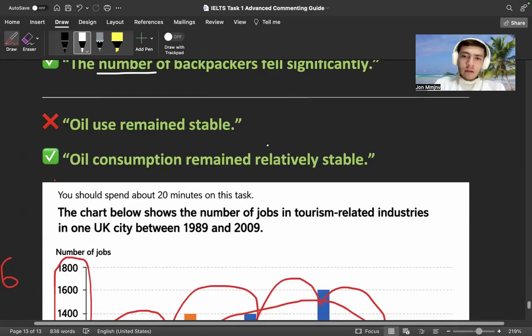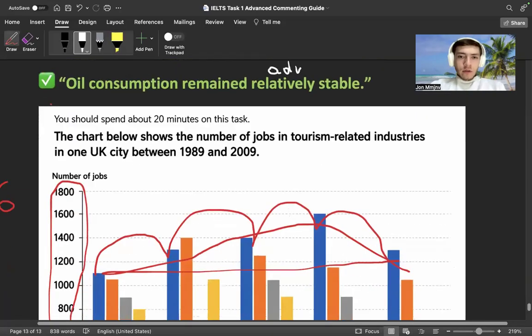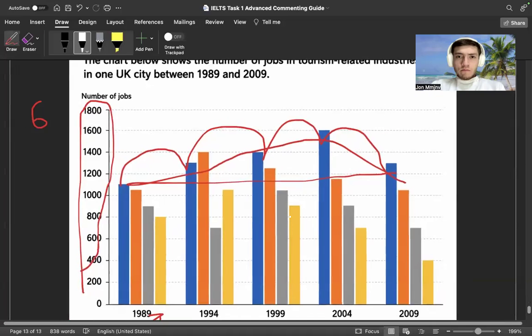You should also use adverbs. This is a whole other lesson, but adverbs are very important here to describe the change and how the change happened, right? So basically to describe the verb itself. This is what I wanted to teach.